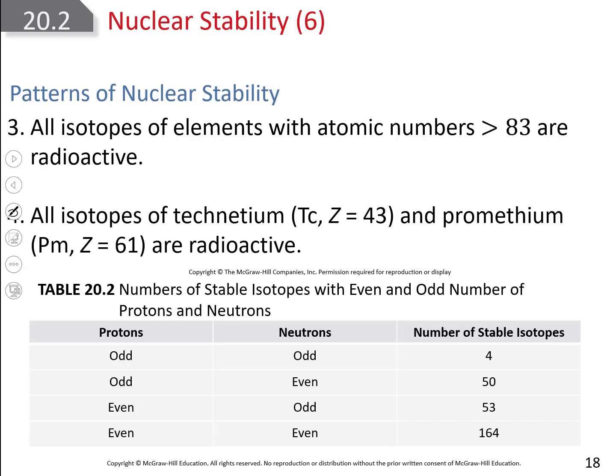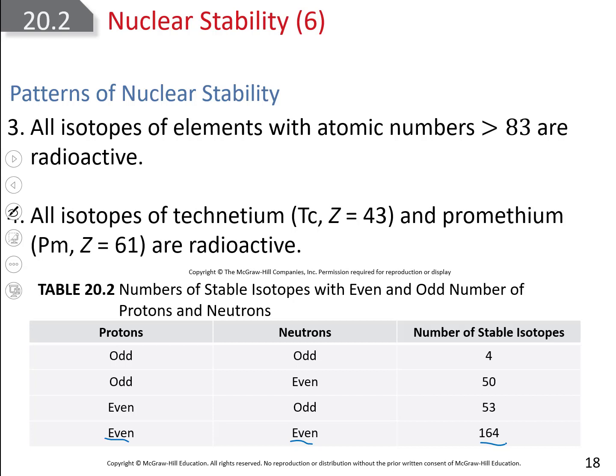And this table 20.2 on the bottom of that page goes back to that idea of even and odd numbers and how likely you are to be stable. So on the very bottom of this table, if both the number of protons and neutrons are even, there are 164 stable isotopes when this table was written.